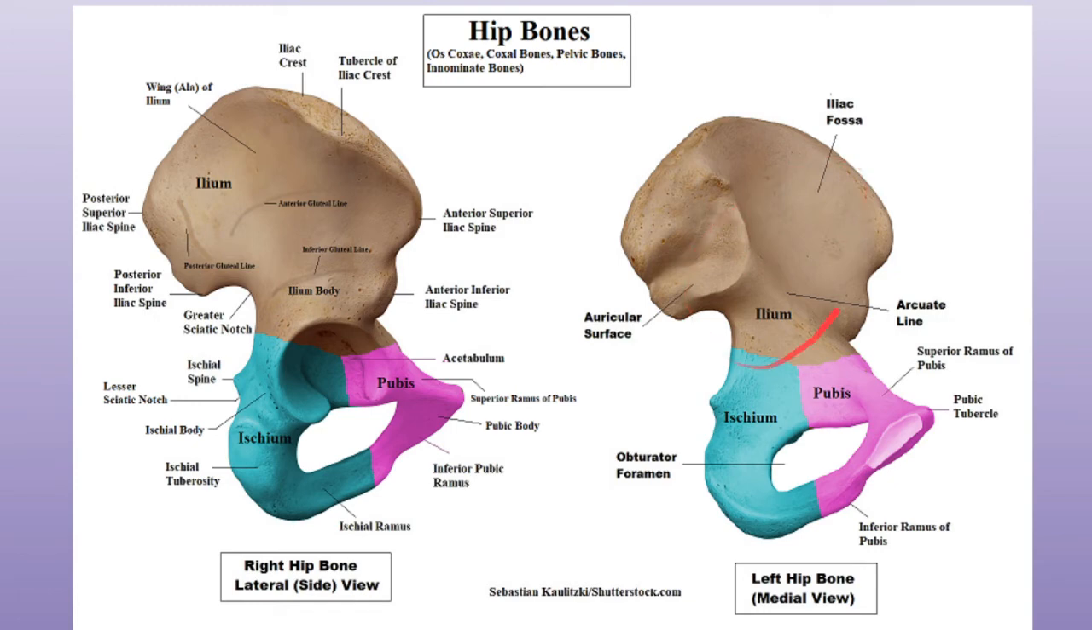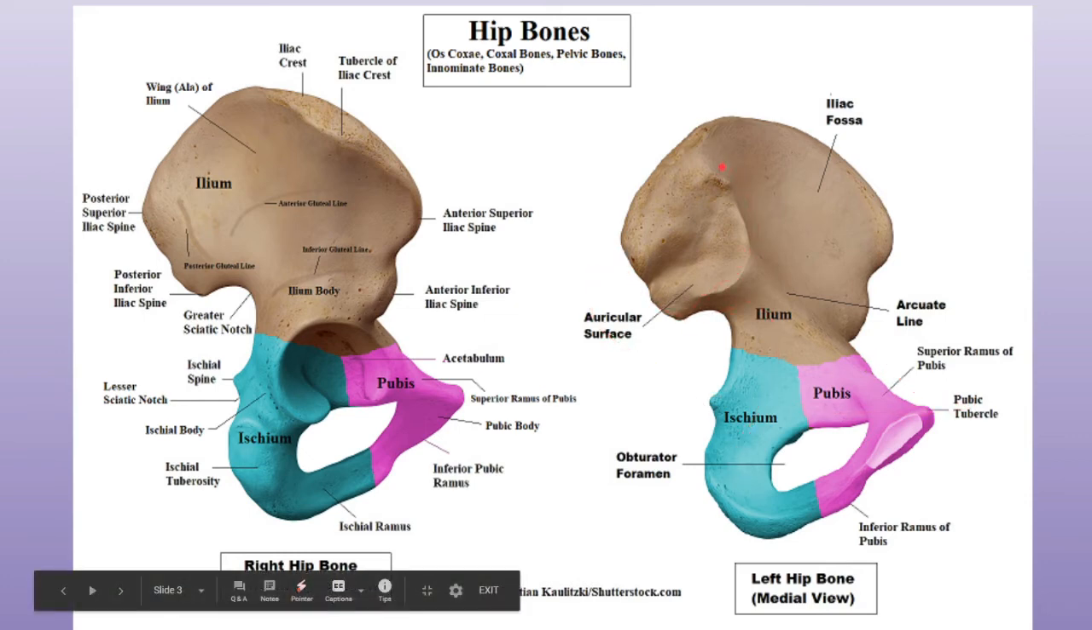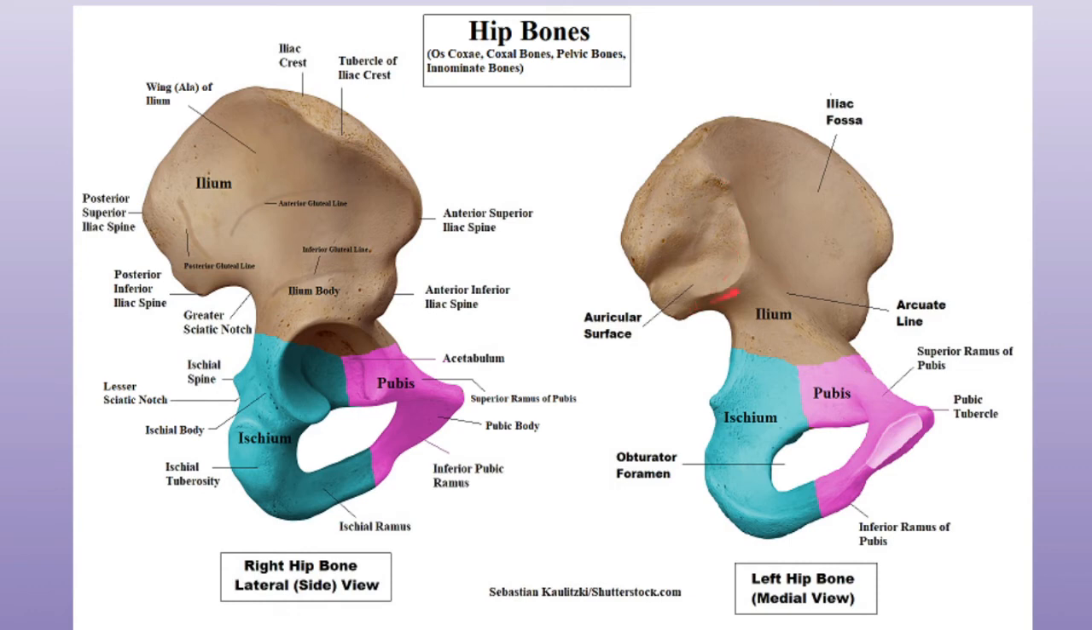Remember, this is the left hip bone and this is the right hip bone. On the left hip bone, as you can see, this is the anterior part and this is the posterior part. This is the medial border, so in front of this medial border will be the iliac fossa. Don't get confused about which bone this is: this is the right hip bone, anterior lateral view, and this is the left hip bone, medial or inner view. So in front of this medial border, there will be the iliac fossa.